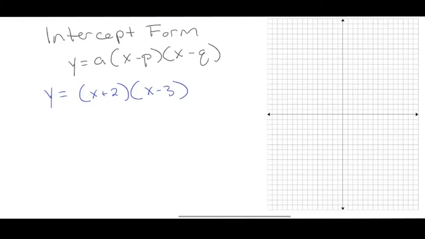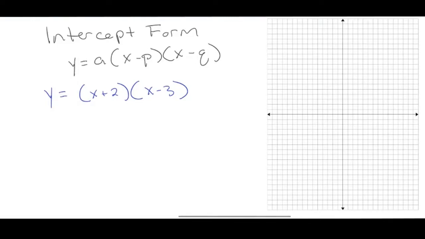Hello again. Today I'm going to show you how to graph quadratic equations or quadratic functions in intercept form. Intercept form looks like this: y equals a times (x minus p) times (x minus q).